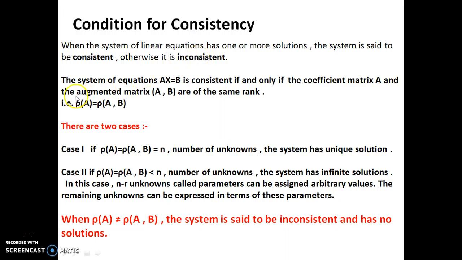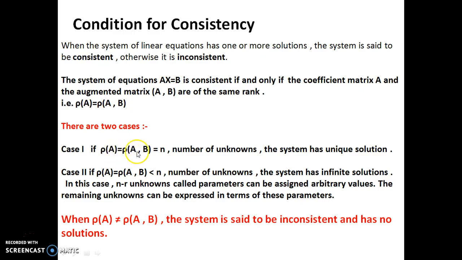The system of equations AX = B is consistent if and only if the coefficient matrix A and the augmented matrix (A, B) are of the same rank. If rank of A is equal to rank of (A, B), then we say that the given system is consistent and it possesses a solution. There are two cases for checking the solutions.